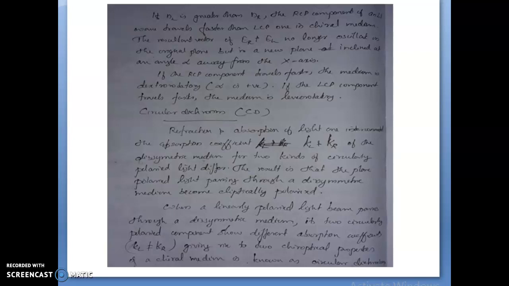Consider LP is propagating in the direction of the x-axis, but we are seeing that nL is greater than nR. So what will happen? The RCP component of the LP wave travels faster than LCP in a chiral medium. So the resultant vector ER and EL no longer oscillate in the original plane, that is the xy plane. It will incline at an angle of alpha away from the x-axis. If the RCP component travels faster, the medium is dextrorotatory, that is alpha will be positive. If the LCP component travels faster, the medium is levorotatory, that means alpha negative. Okay.